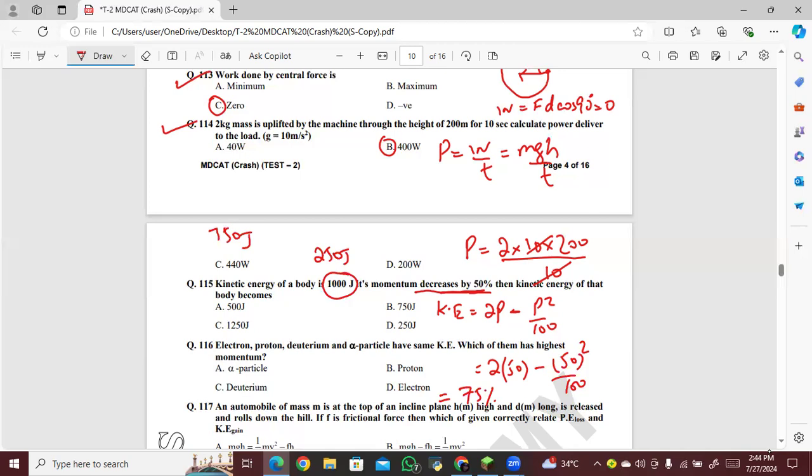In the question, the new kinetic energy of that body is asked. So kinetic energy decreases by 750. When we subtract 750 from 1000, the answer is 250. So the answer is D.